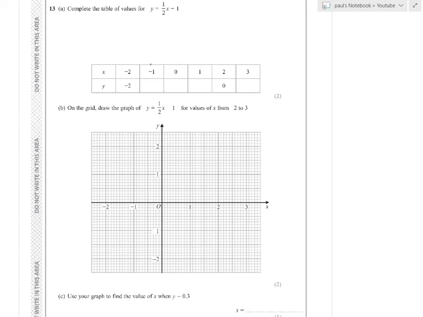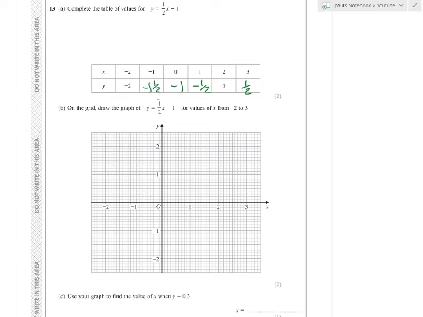Complete the table for y equals a half x minus 1, and then draw the graph. Use your graph to find the value of x when y is 0.3. So when x is 1, a half times 1 is a half, minus 1 is minus a half. When x is 3, a half of 3 is 1.5, take away 1 is plus a half. When x is 0, that's 0 minus 1, which is minus 1. What about when x is minus 1? A half of minus 1 is minus a half. Minus a half minus 1 is minus 1.5.